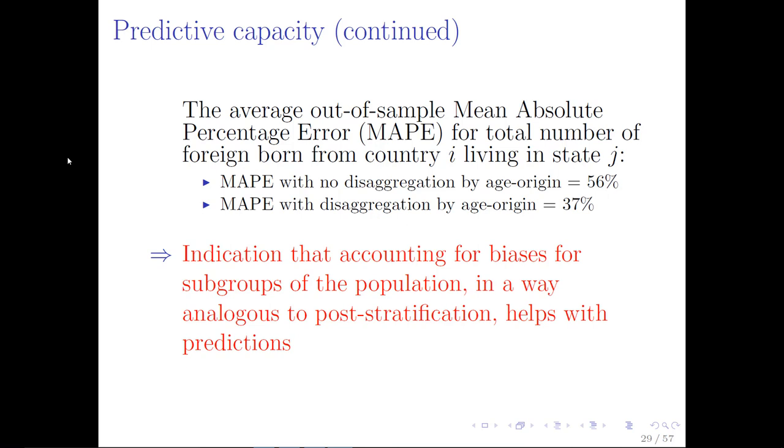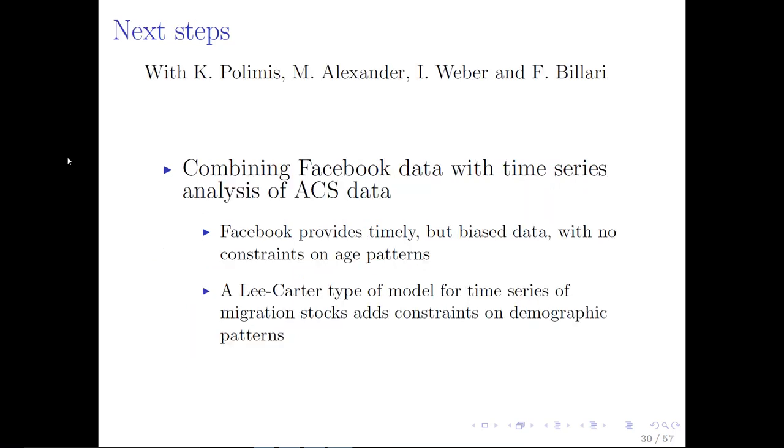So at this point, the next steps in this project are about combining additional data from ACS. So far, we've been looking only at one snapshot of the population according to Facebook and one snapshot from the American Community Survey. But the American Community Survey has been around for a while, so we have time series, and we can also combine that information.